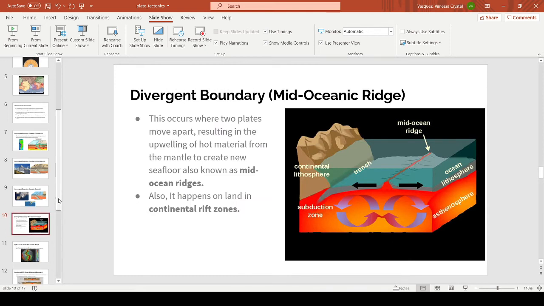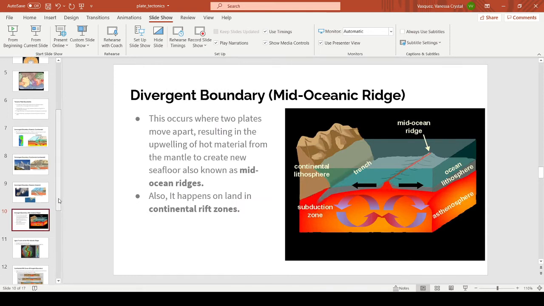Also, for the next major type of boundary, we have the divergent boundary, where two plates are moving away from each other, and it could occur in the ocean, which we see in this diagram of these two plates moving away from each other, or it could occur on land, which is called the continental rift zone, which we will see in the next couple of slides.